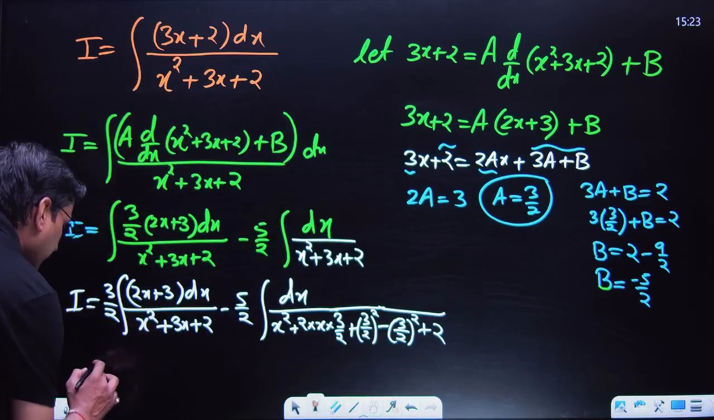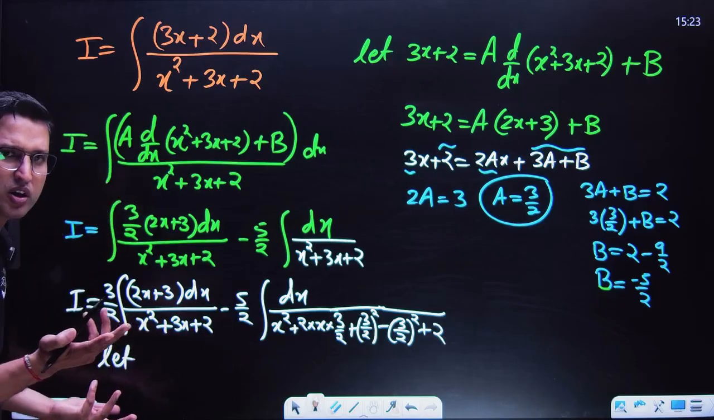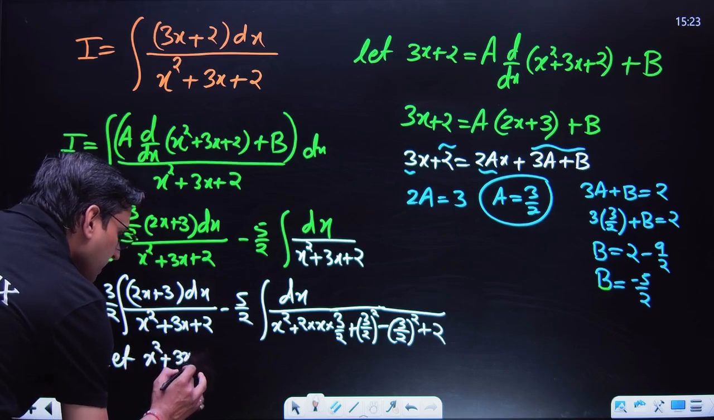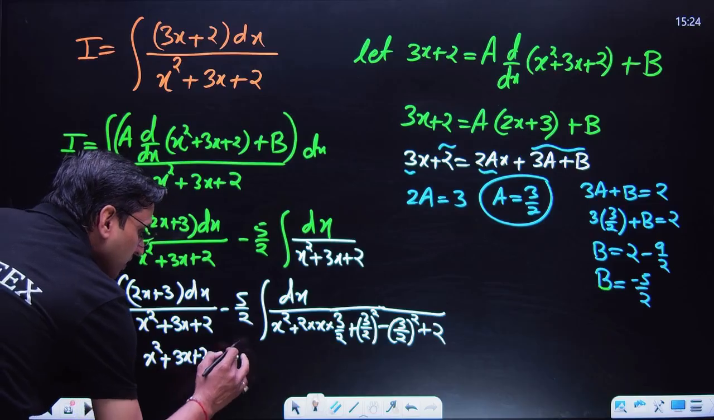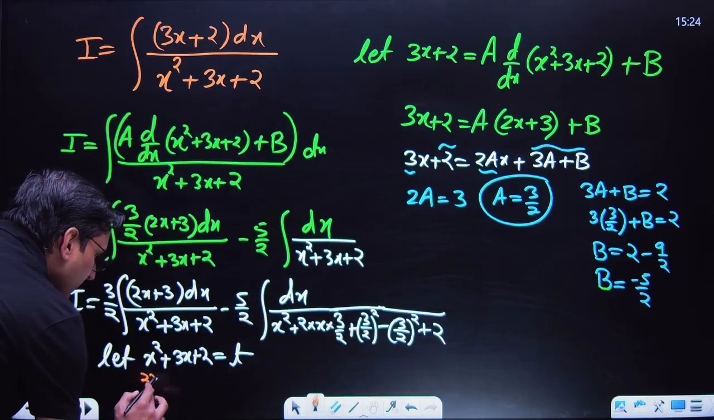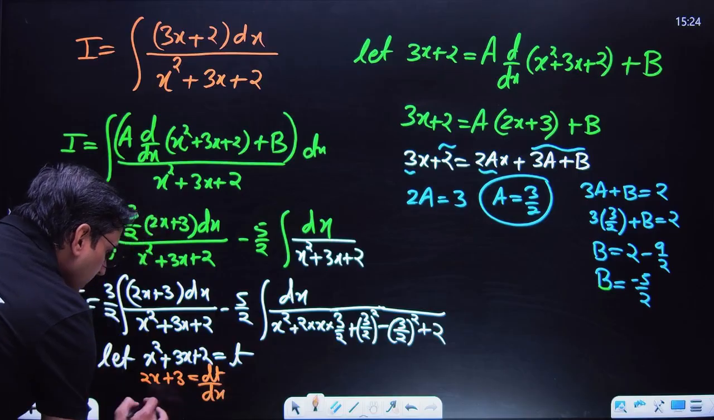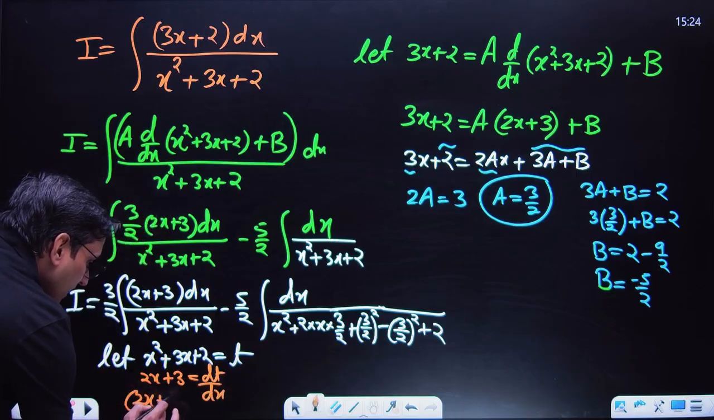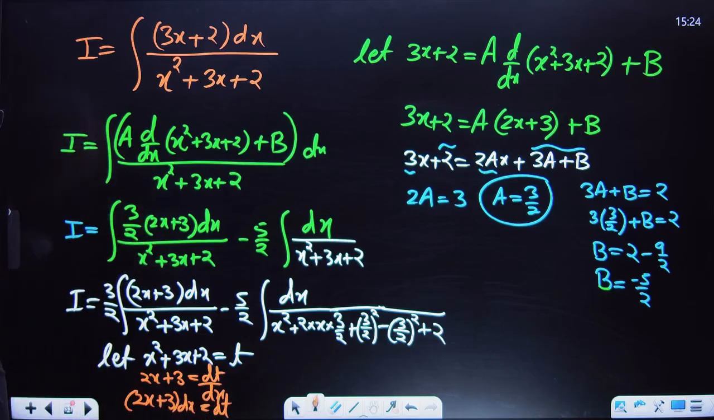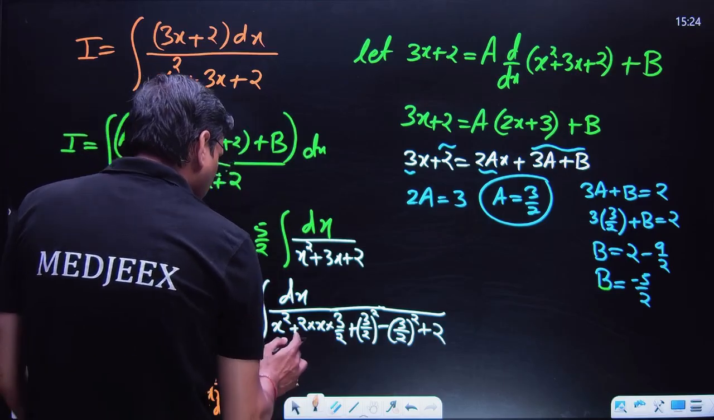Now I will take what? Take it as d, t, y, whatever you want to mention. Let x square plus 3x be, what you can say, t. Then simply the differentiation will be 2x plus 3 equal to dt by dx, and 2x plus 3 into dx will become what? dt. Yes or no?